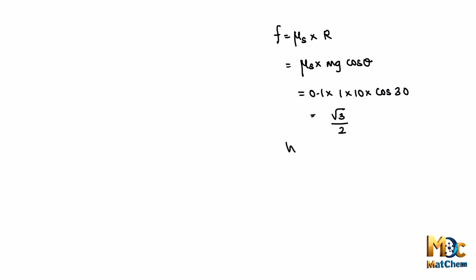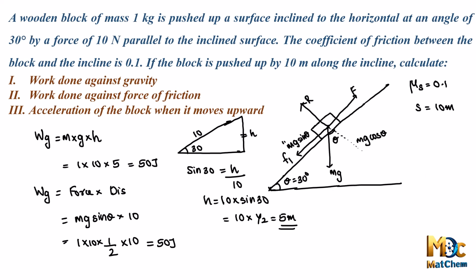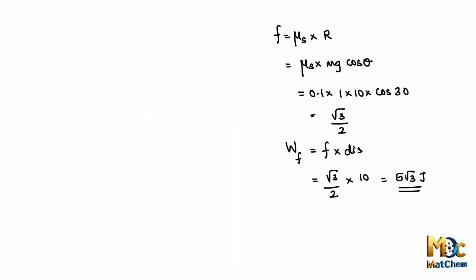Now we need to calculate work due to force of friction, that is equal to force of friction into displacement. Force of friction is root 3 by 2 into displacement is 10. So 10 and 2 will get cancelled. So you will be getting 5 root 3 joules. So the work against the force of friction is 5 root 3 joules. Now we need to calculate what is the acceleration of the block when it moves upward.